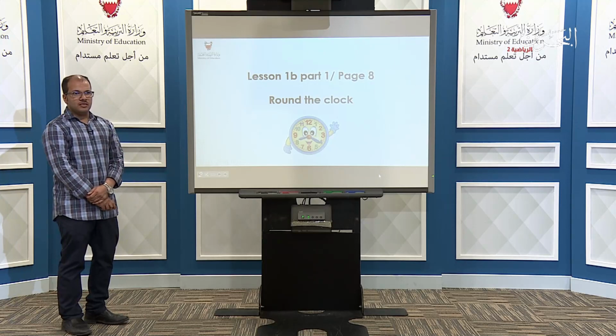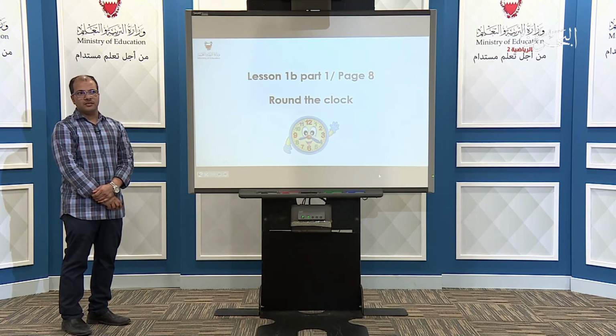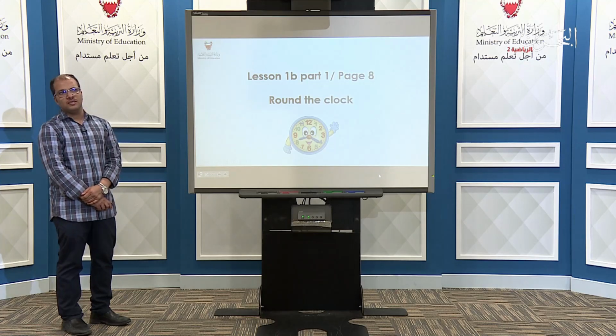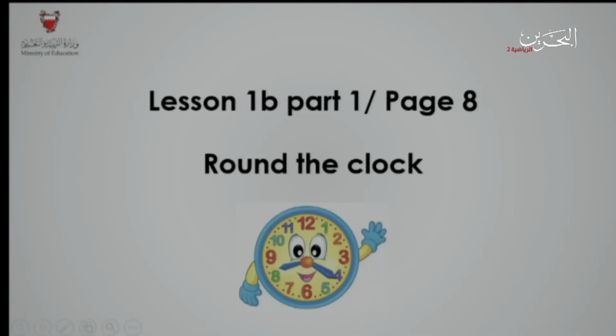Our lesson today is called Round the Clock. It is lesson 1B, part 1 from unit 1. You can find it on page 8 of your student book. You will also need to use your mini whiteboard and marker or notebook and pen.